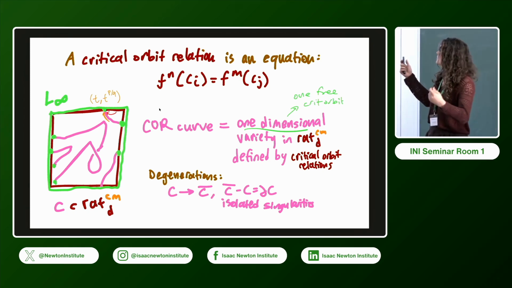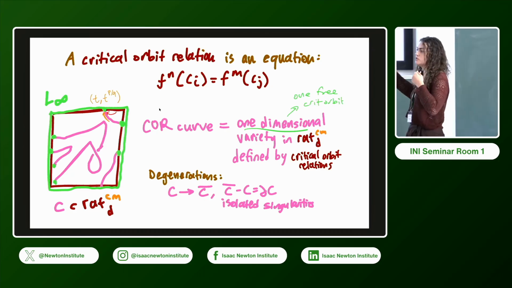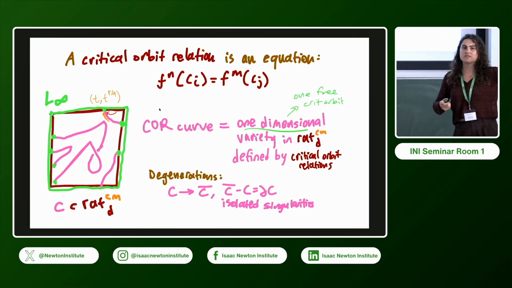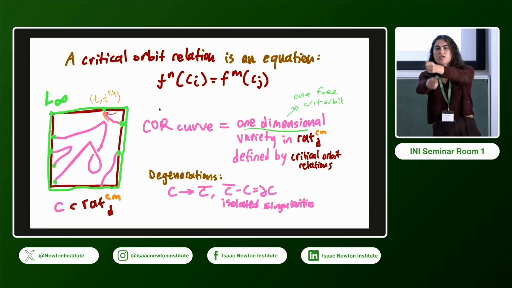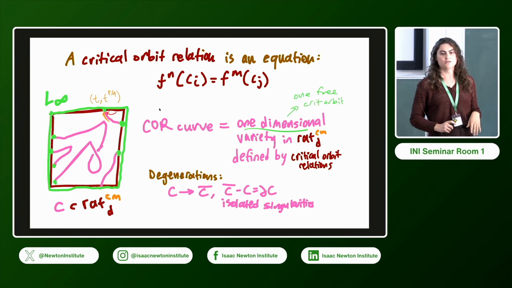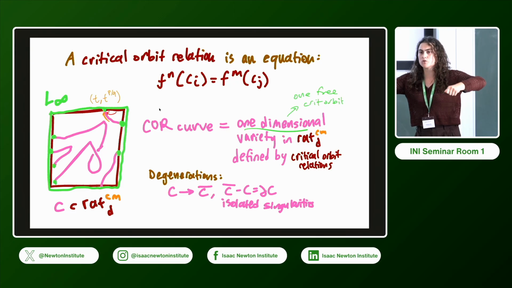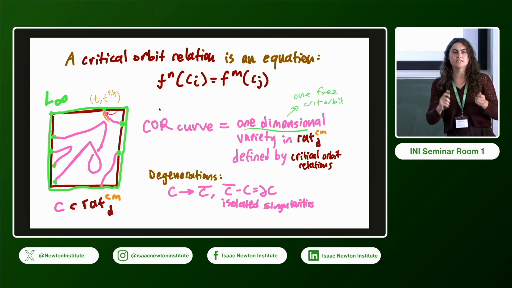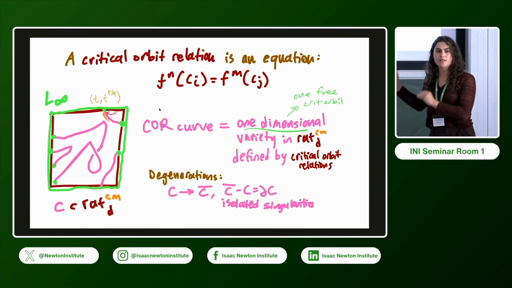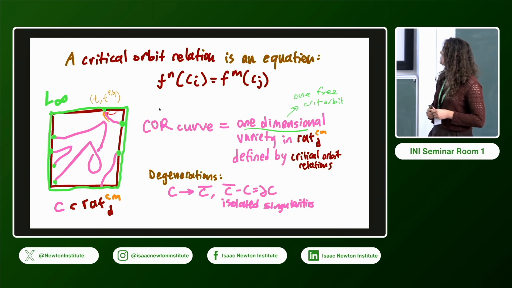that relates the grand orbits of 2 different critical points. So it's saying that if Ci has a common iterate with Cj, that's a critical orbit relation. This is sort of the building block if you're imagining a dynamical portrait where you're prescribing the forward behavior of many different critical points. Critical orbit relations are the things that do that.